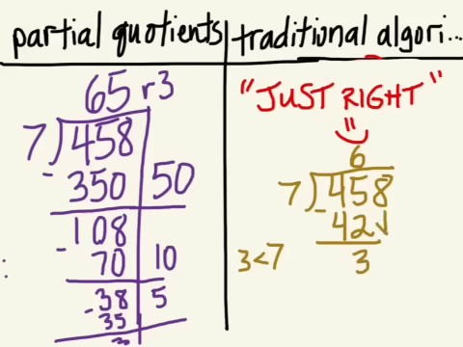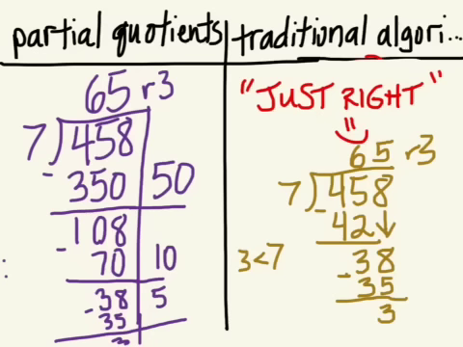We can bring down the 8. We know that our just right fact will be 5 because 5 times 7 is 35. And we subtract, and we won't get a number that's greater than our divisor, than 7, which means we can't take out any more groups of 7. We have 65 with 3 as the remainder, just like we did with partial quotients.